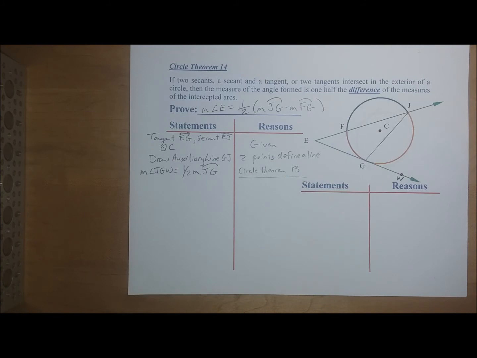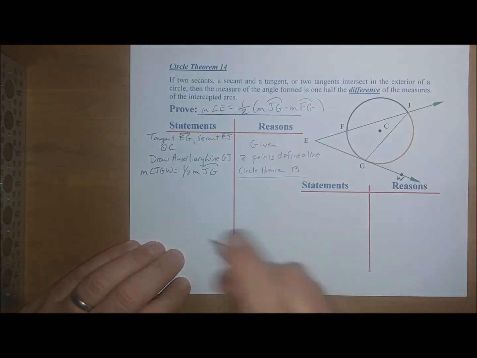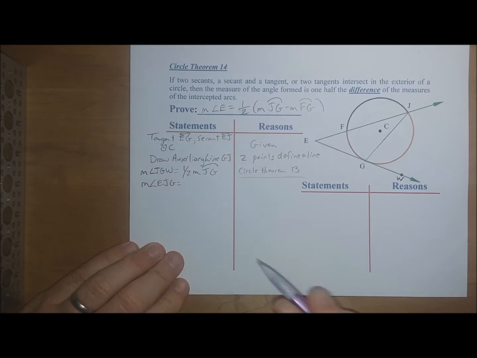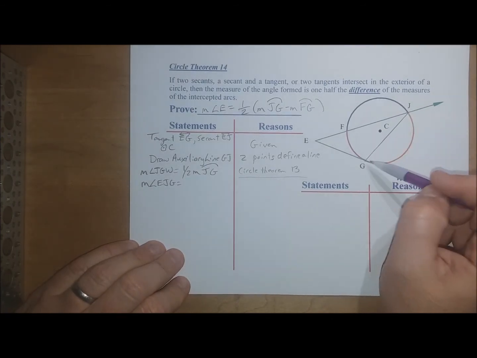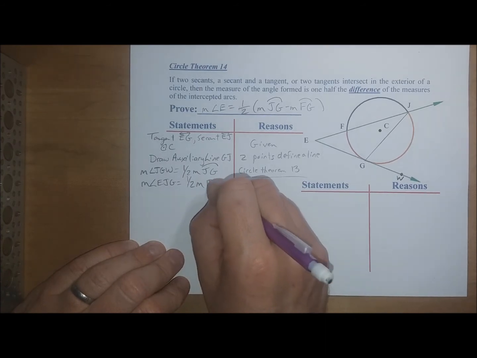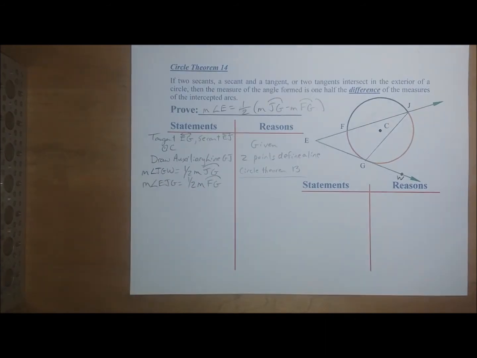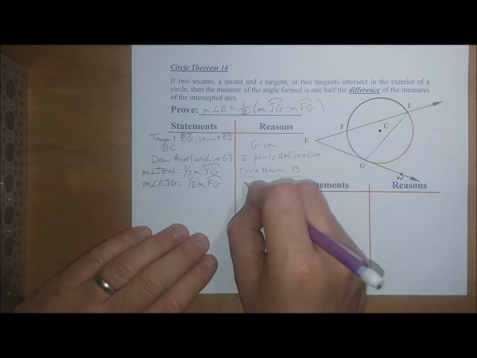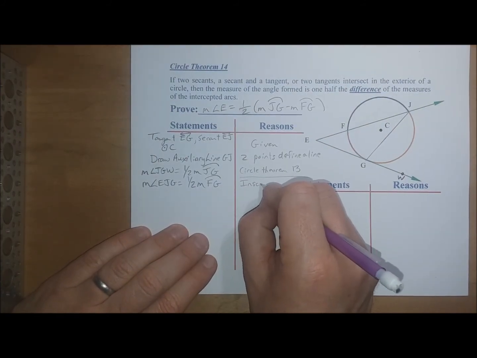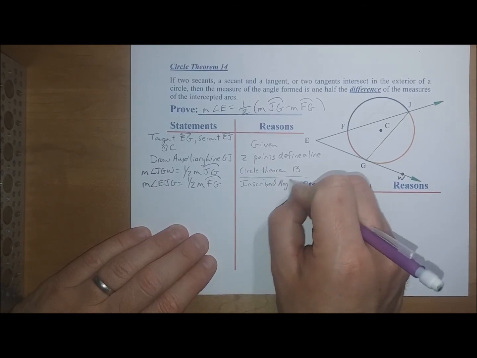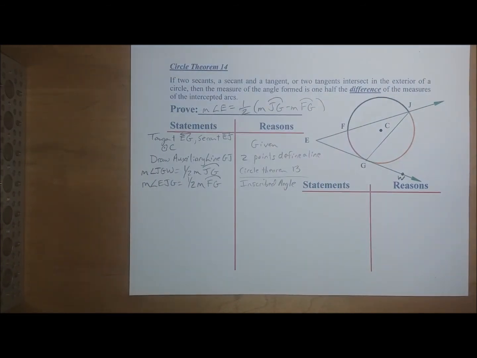What else do you notice here? You notice this angle EJG, measure of angle EJG equals what? Is it related to this arc FG? It's going to equal 1/2 the measure of this arc FG. Good. Okay. All right. How do I know that? That's our inscribed angle theorem. Inscribed angle theorem. We'll call it inscribed angle. Good. Okay.